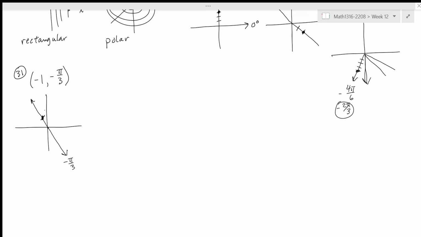Wait, I'm sorry. On the last one, did we go clockwise or anti-clockwise? We went clockwise, because the angle was negative. And the angle is negative here, so we went clockwise. Oh, okay, got it. We started at 0, we went clockwise to negative pi over 3. But since the radius is negative, we can't go that direction. We have to go backwards.